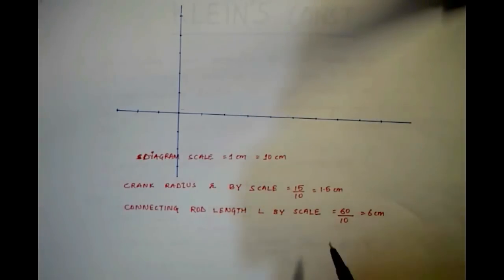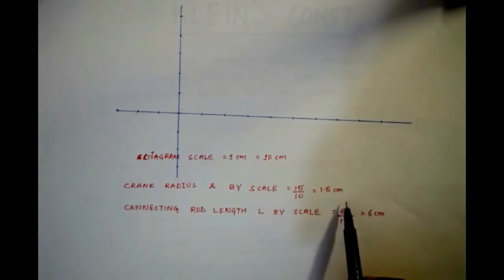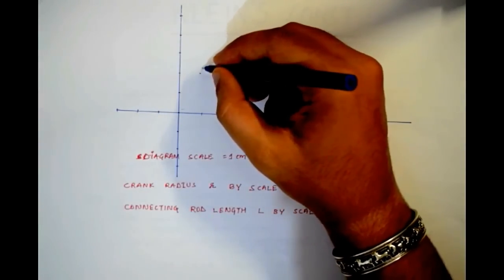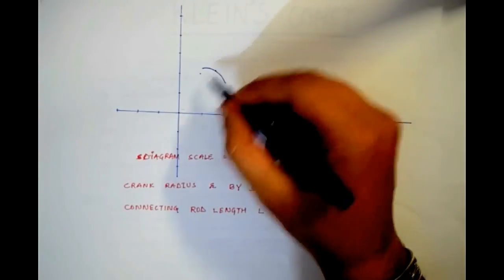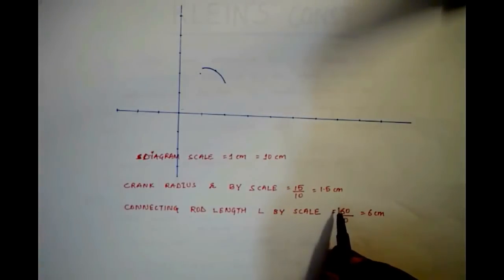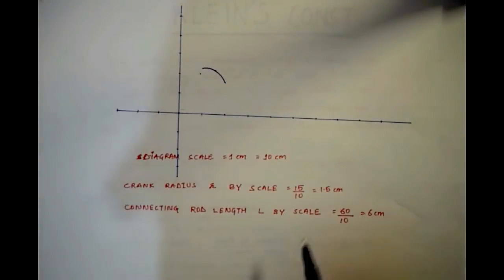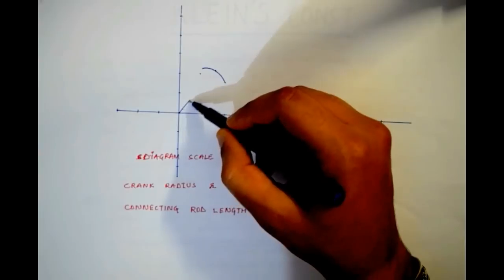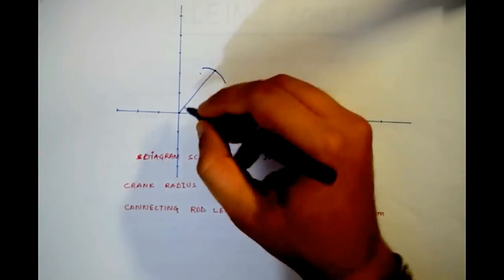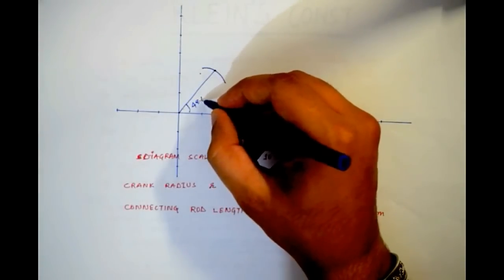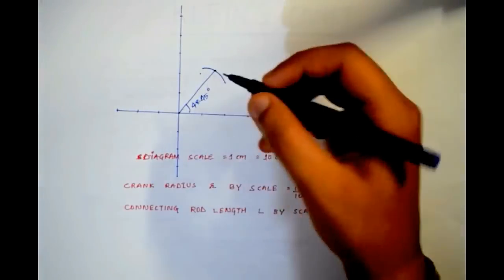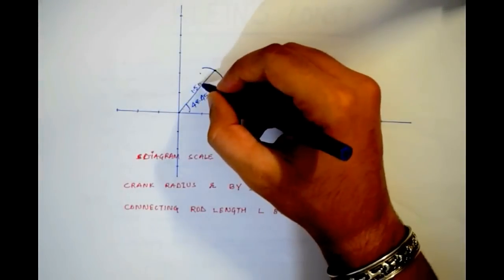Now here the crank radius is 1.5 cm, so we will make an arc of 1.5 cm. In the question the angle was given as 48.45 degree. So at 48.45 degree we will make a line. This angle is 48.45 degree and this length is 1.5 cm.